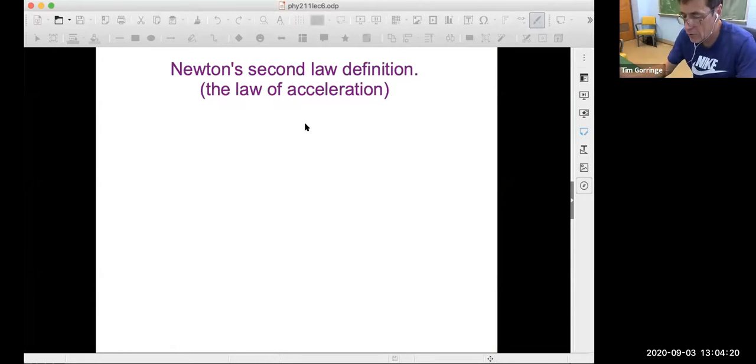And this sometimes is called the law of acceleration. At least I think it's called the law of acceleration, or maybe it's just me that calls it the law of acceleration, but it is about acceleration.